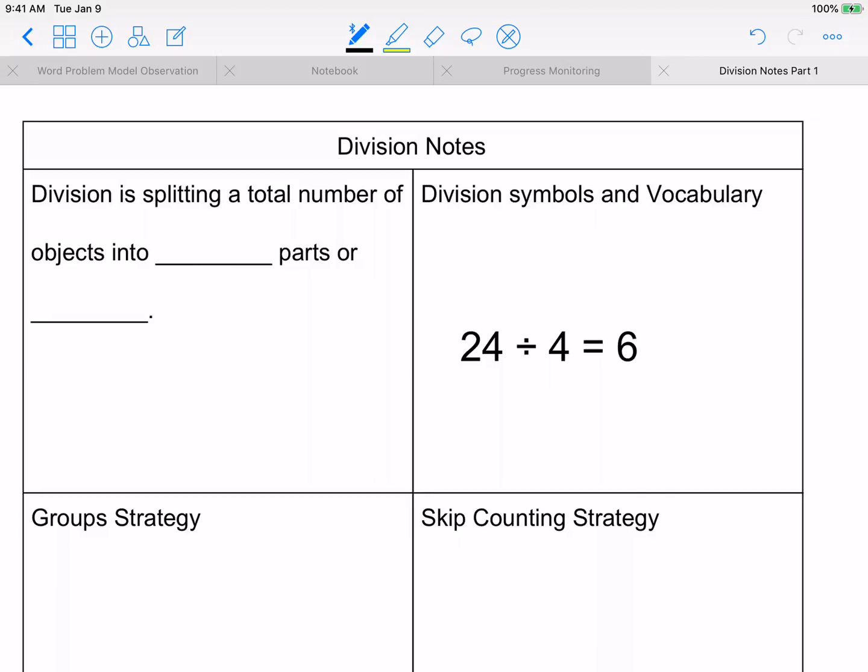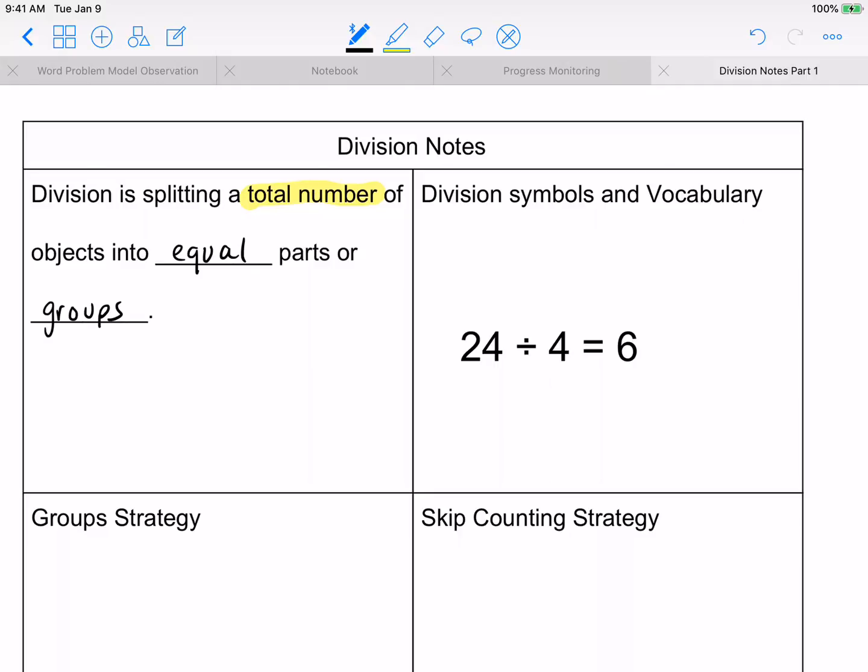All right, friends, we're going to look at some division notes today. You all need to fill in what I fill in on my paper so you all can have some notes to keep to reference. So we're going to be looking at division today. Division is splitting a total number of objects into equal parts or groups. Remember, you can push the pause button and fill those blanks in.